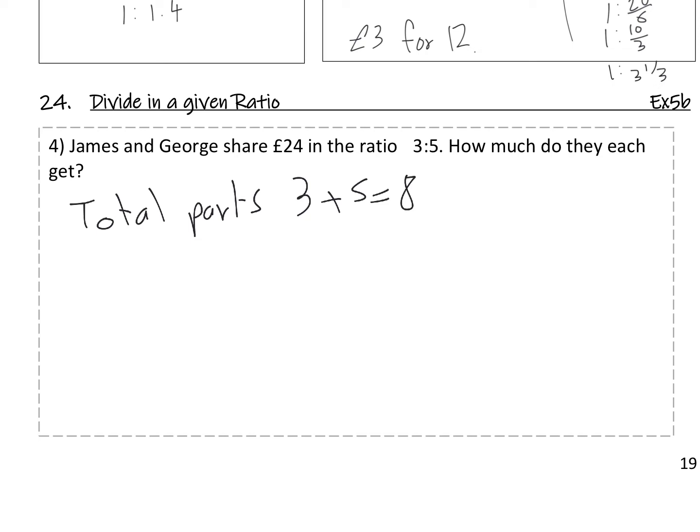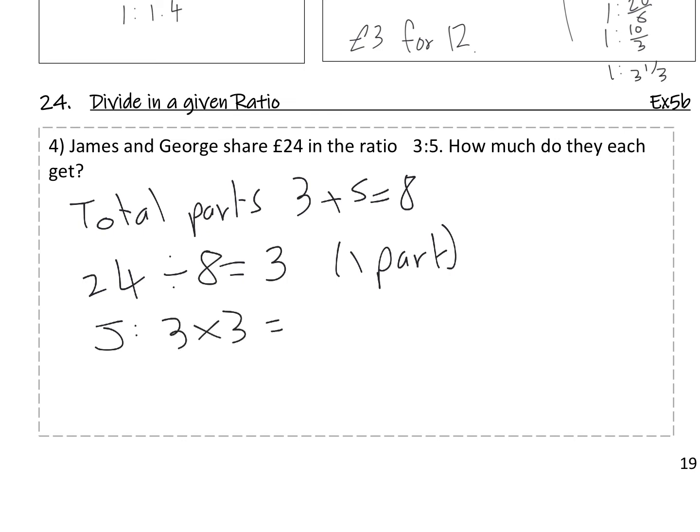So the amount of money, the £24, is going to be divided into 8 parts. So then one part would be £3. So then James, he wants to get 3 parts, so that would be 3 threes, which is £9. And George, he gets 5 parts, so that's 5 threes, which is £15.